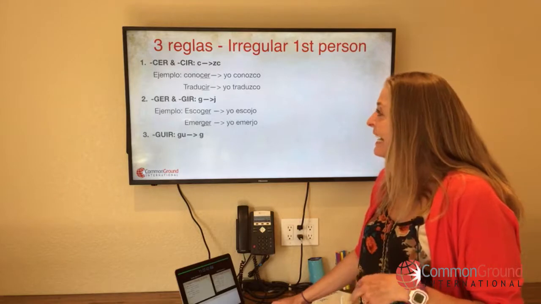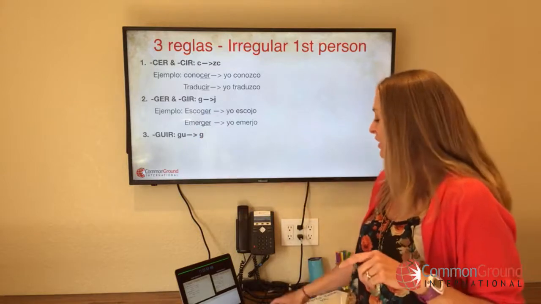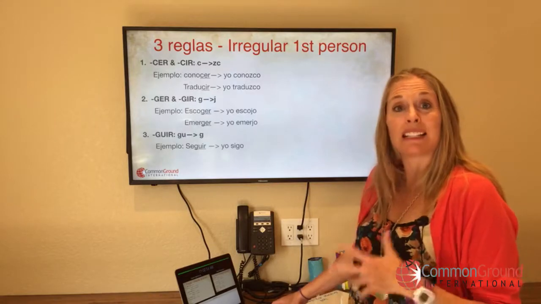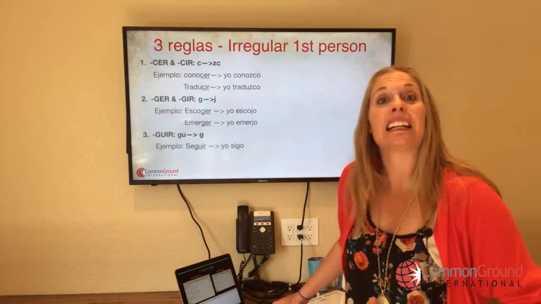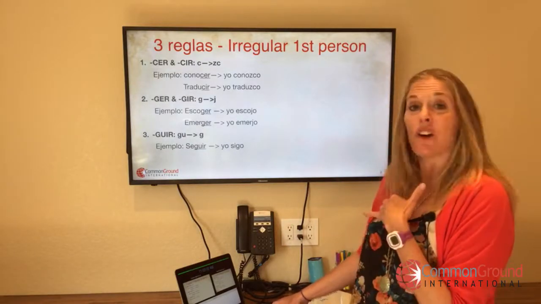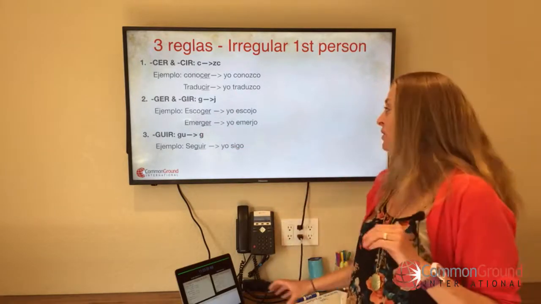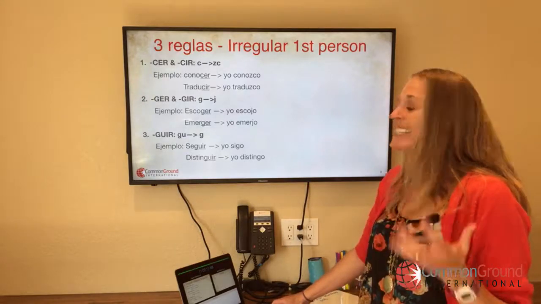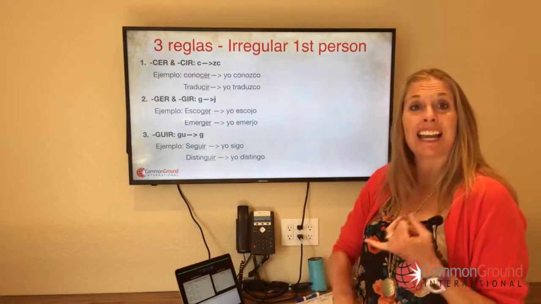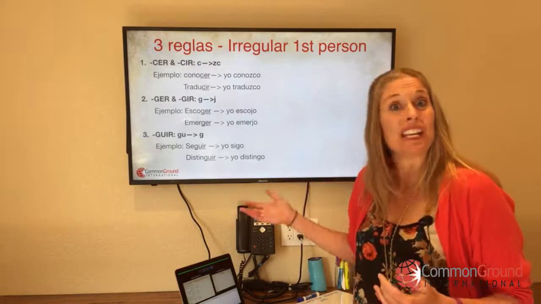Muy bien. Y la tercera regla, the GUIR, the GU changes to just G. Por ejemplo, seguir, to follow. Los estudiantes necesitan seguir las instrucciones, okay? So to follow instructions, to follow directions, yo sigo. Notice the U is dropped, the IR is replaced with the yo form in the O, so yo sigo. Otro ejemplo, distinguir, to distinguish, yo distingo. So tres reglas, the CER, CIR, GER, GIR, and the GUIR, GU to G changes.